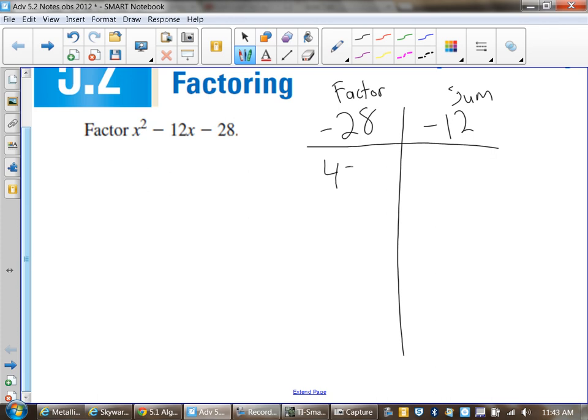4 and 7. If I multiply those, notice I have to get a negative 28 and I add it to get a negative 12. That means one number is negative, one number is positive. Do you agree? In order to get a negative sum, the larger of the two numbers would have to be negative. If I did negative 7 and positive 4, that will only be negative 3. That won't work. So I go back to 2 and 14. 2 times negative 14 gives you negative 28. 2 plus negative 14 gives you negative 12. So when you go to factor this out, those are your terms. X plus 2, x minus 14.